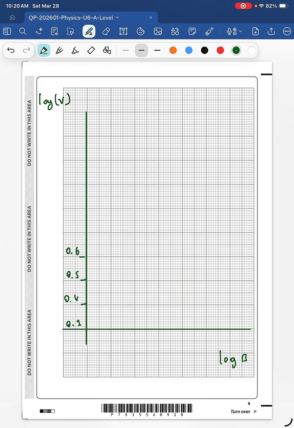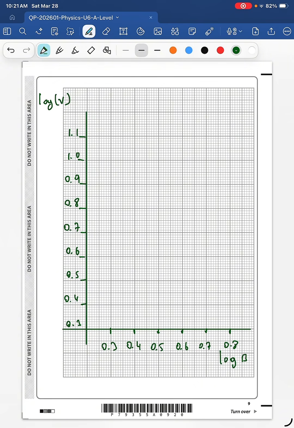I'm using these large squares because there is enough space. Okay, 0.7, 0.8, 0.9, 1, and then 1.1. And then for log v, we can start again from 0.2. So let's make this 0.3, 0.4, 0.5, 0.6, 0.7, and 0.8.